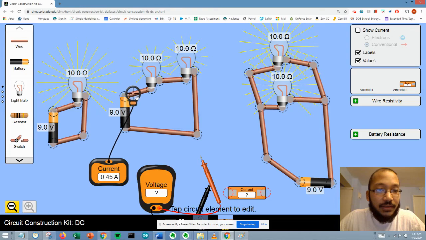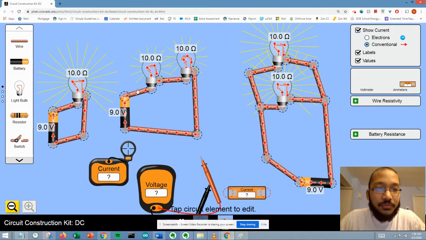When I hover over it, I see that the current coming out of the battery is 0.45 amps, and the current going through the light bulb is also 0.45 amps. So I1 is 0.45, and look at that, I2 is also 0.45. And in fact, what you should be visualizing is the charges moving through are the same throughout.